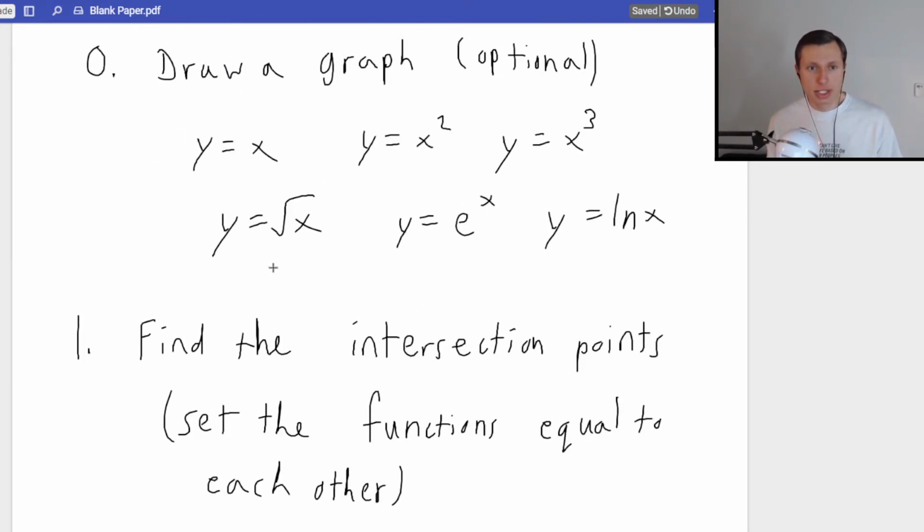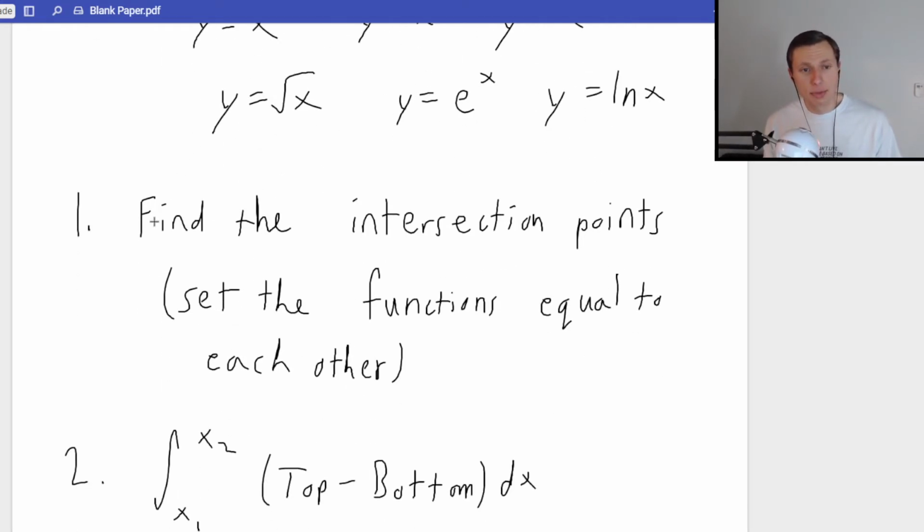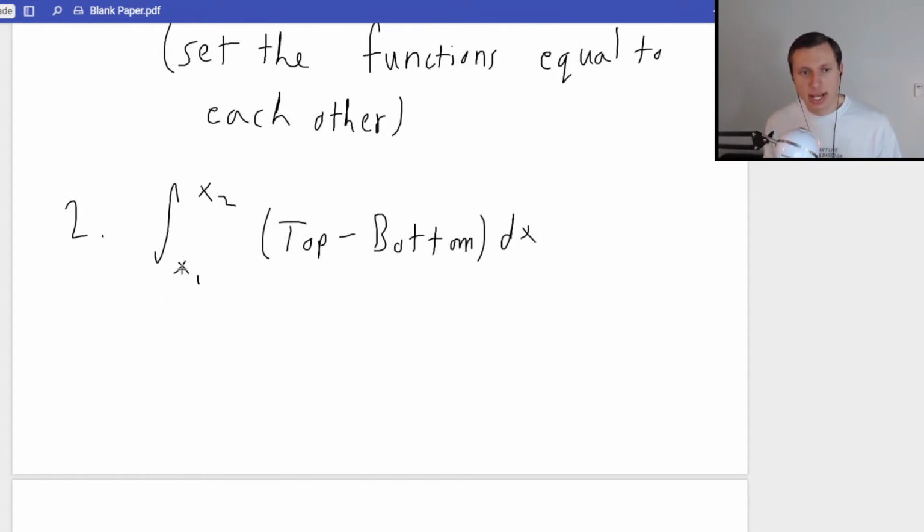Okay, so we're going to follow this 3-step process. 1, draw a graph, which is technically optional, but we're going to do it for most of the problems today. The real step 1, find the intersection points by setting the functions equal to each other. And step 2, find the integral from x1 to x2 of the top minus the bottom dx. This is the most important step, step number 2, which is why we're going to spend the most time on it.